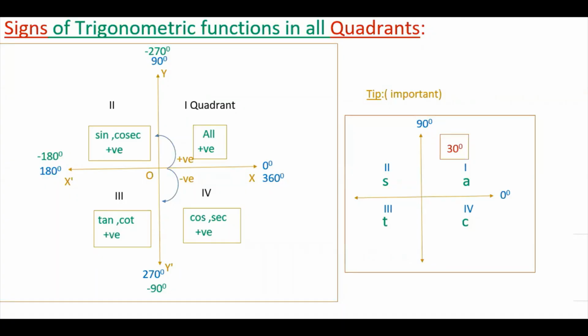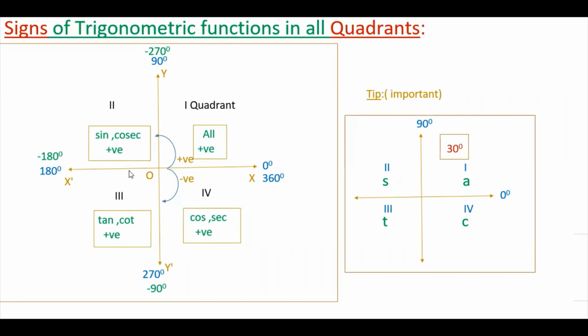Now I am going to tell how the signs of trigonometric functions in all quadrants. I have already told this in my previous video, so just go through with that. Here, this is the x-axis and this is the y-axis, and this is 0 degrees, this is 90, 180, 270 degrees. If the angle is positive, then you have to take in this direction.